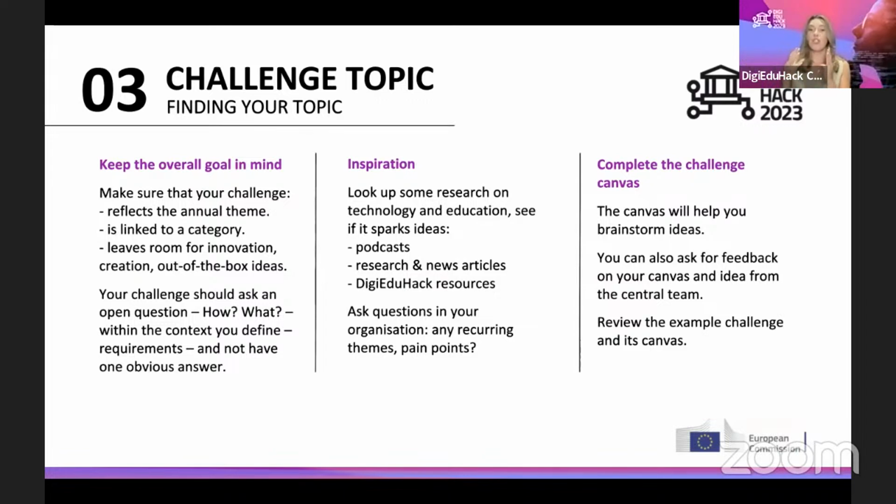But also make sure that you leave room for innovation. So even if you have a goal, you know what you want to reach through this hackathon, don't let us all know all of it yet. Leave some room for creation, out-of-the-box ideas that your participants can come up with. So focus on larger questions and more open questions. How, what, for example, instead of having a very specific question that has only one obvious answer, because that takes away from the hackathon greatness and innovativeness.